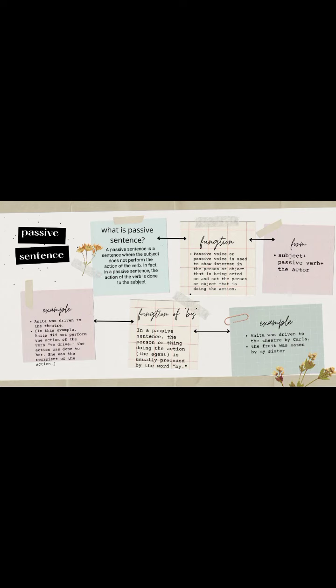For example, of the function of by is Anita was driven to the theater by Carla. So it's clear that the agent of this sentence is Carla because, as I said before, the person or thing that is doing the action, or the agent, is usually preceded by the word by. And here, Carla is the person that is preceded by the word by. I hope that's clear.